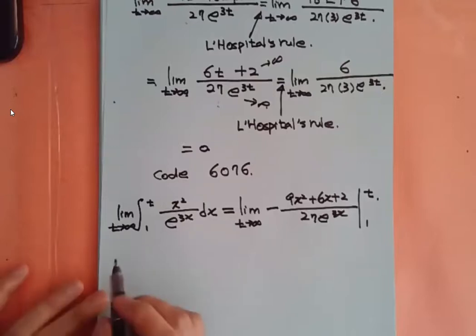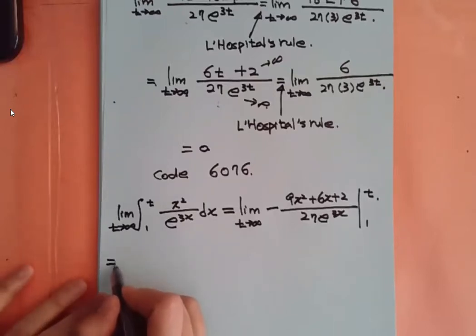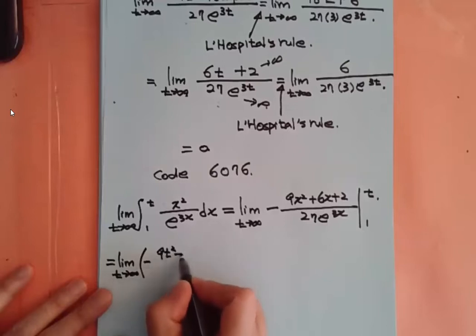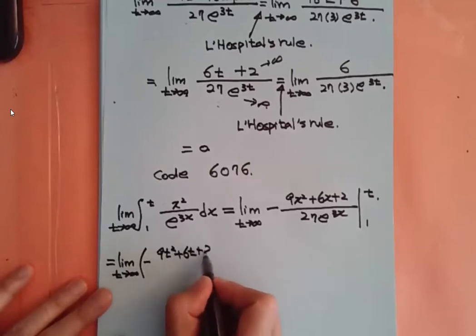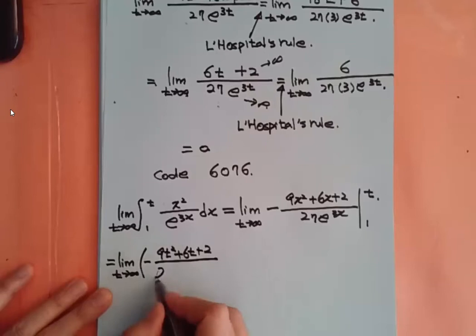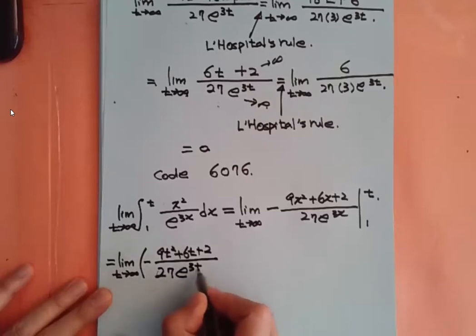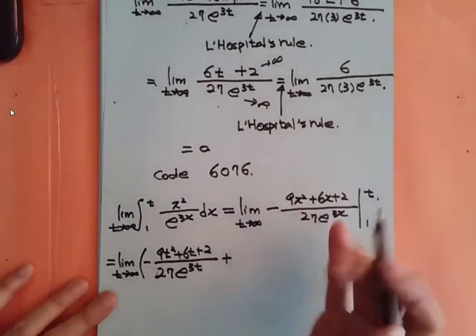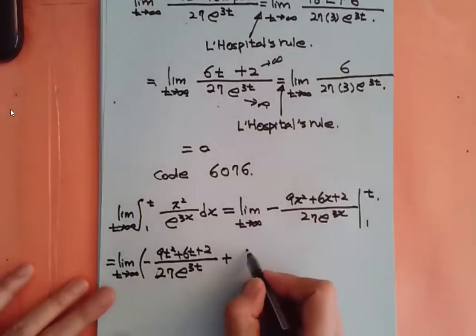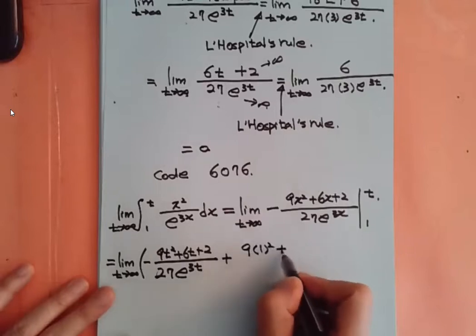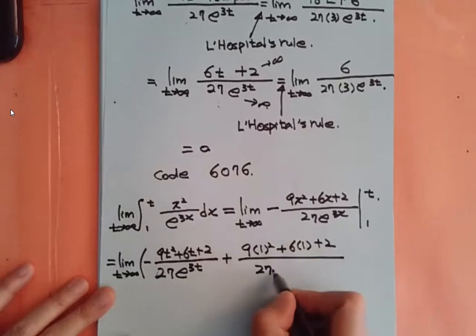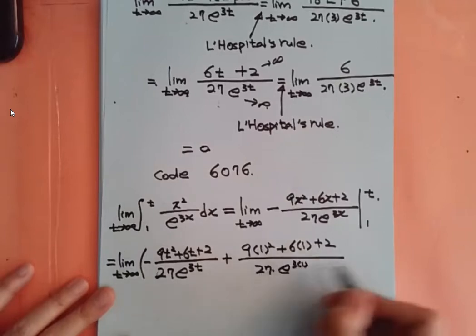So all we have to do is evaluate. The limit as t goes to infinity of minus 9t squared plus 6t plus 2 over 27 e to the 3t. And then for the lower bound, we have to switch the sign, and that is 9 times 1 squared plus 6 times 1 plus 2 over 27 times e to the 3 times 1.